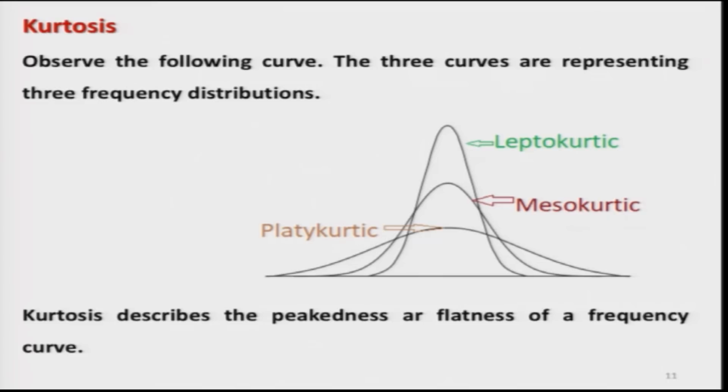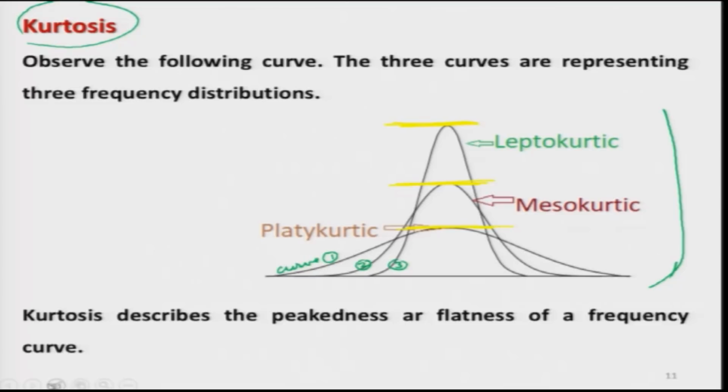Now, after this I come to the next aspect, which is called kurtosis. Please try to observe here in this picture. I have made here 3 curves. Let me call them curve 1, 2 and 3. I request you please try to observe the hump of the curve. Where is the hump of the curve? Which is here. I am marking it in yellow color.